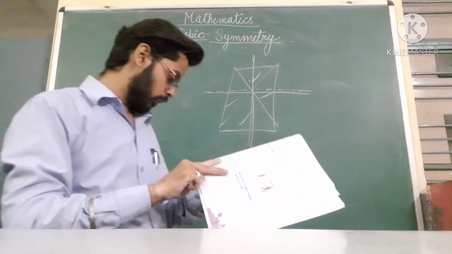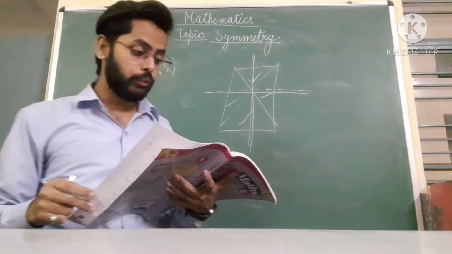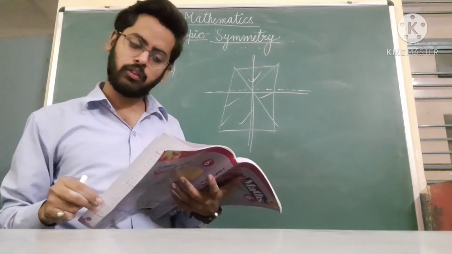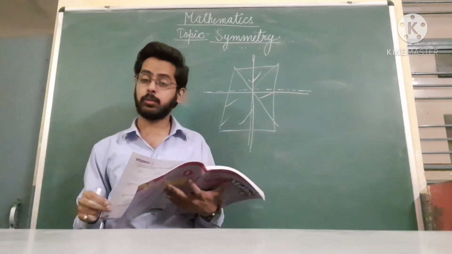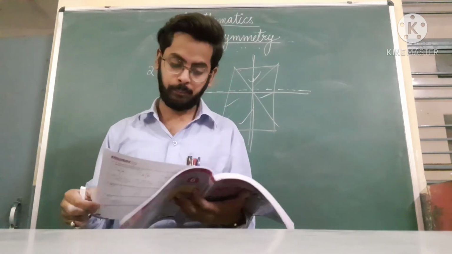Okay. In the third, how many lines of symmetry do the following figures have? You can do it yourself. For the fifth one, you have to identify the line of symmetry. You can do it yourself, because I have just explained very clearly how line of symmetry is represented and how we can find the line of symmetry.